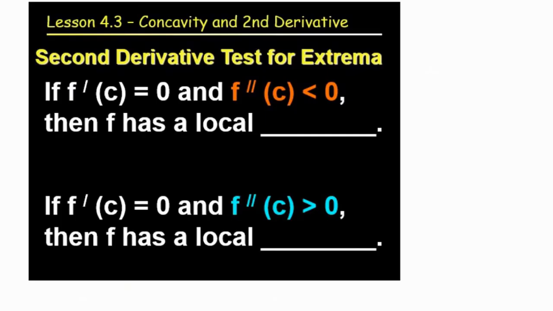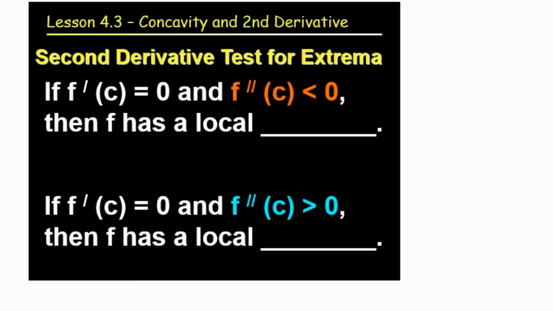So check this out. You can actually use the second derivative, which again means concavity, to test for extrema, which means, of course, maximum and minimum. Now, I like to think of this as calculus common sense. Once you think about it, you too will say, oh my gosh, of course. So what do we have?